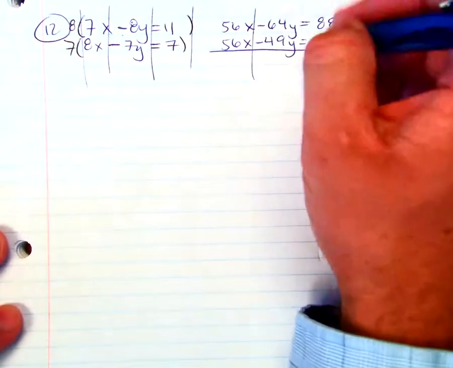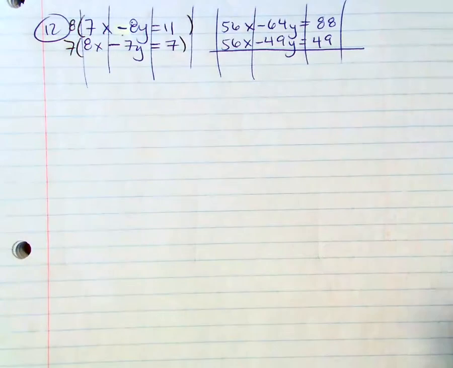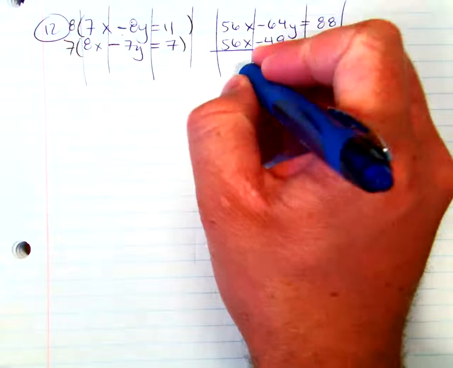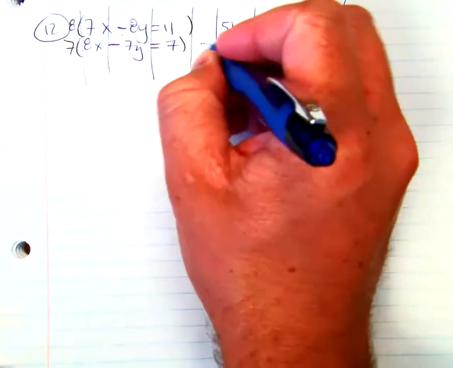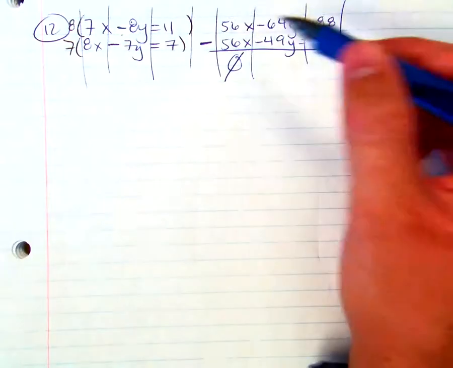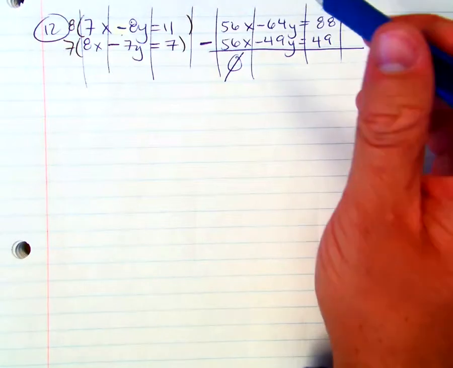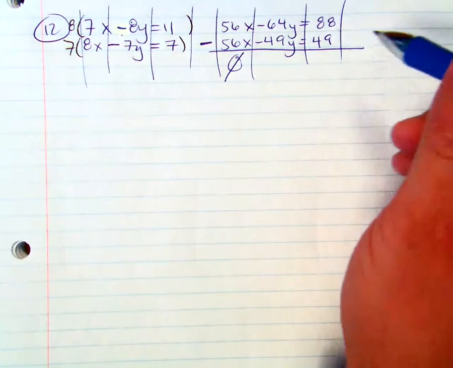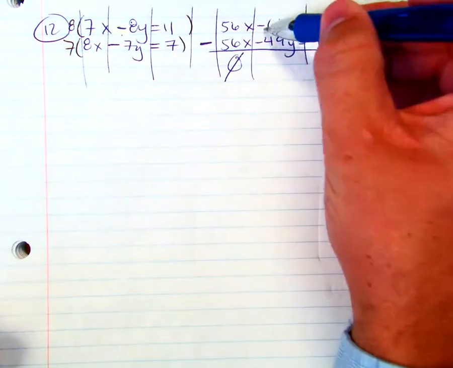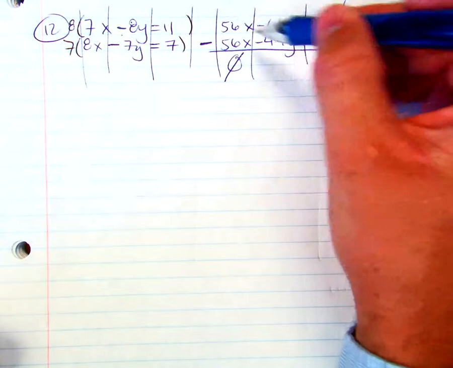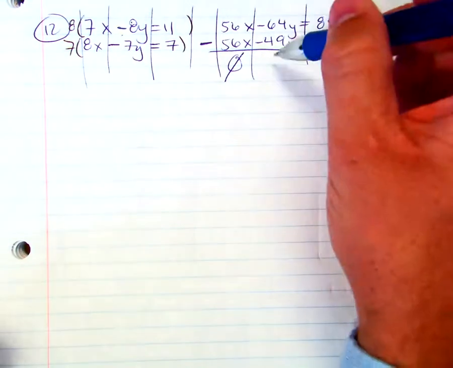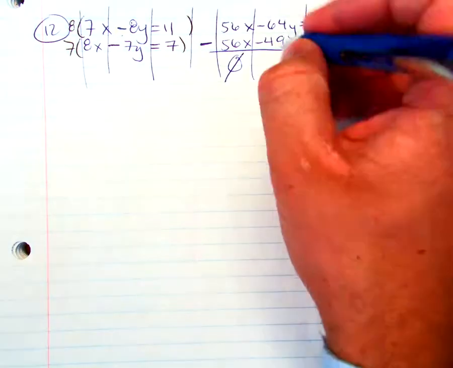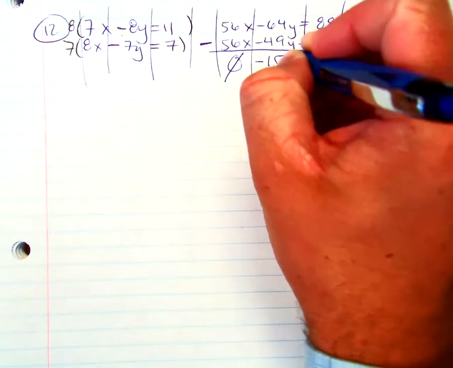Now that the x's match, I can go ahead and eliminate. They match exactly. They're both a positive 56. So to make a 0 down here to eliminate, I would need to subtract 56 minus 56. Please remember that if I put this subtraction in front, it means that each column is a subtraction problem. So for the next column, negative 64 minus negative 49, I'm actually adding 49 to that. So when I'm done, negative 64 plus 49 is going to leave me with a negative 15y.